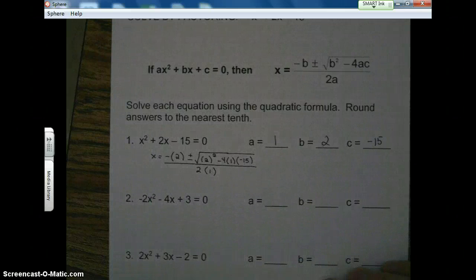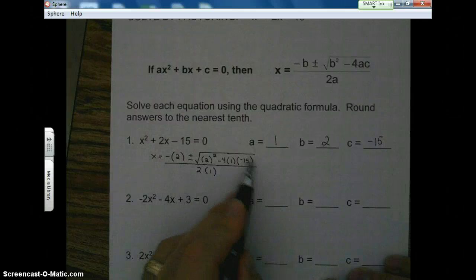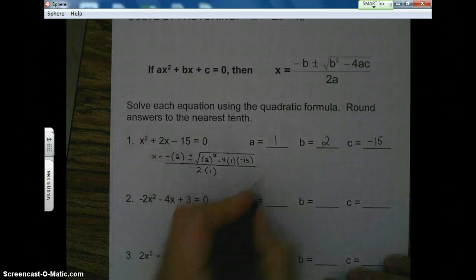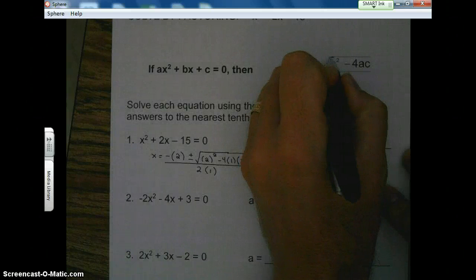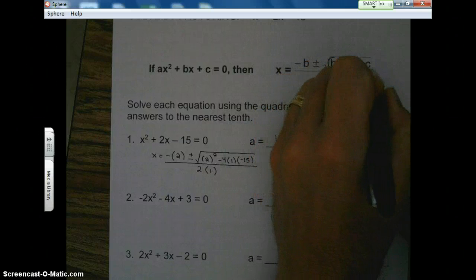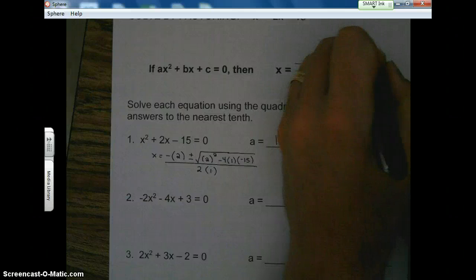Now we're going to do some work here. First thing we're going to work on is underneath the radical. This number underneath the radical is known as the discriminant. So I'm going to write that up here. Whatever this number is under here is called the discriminant.